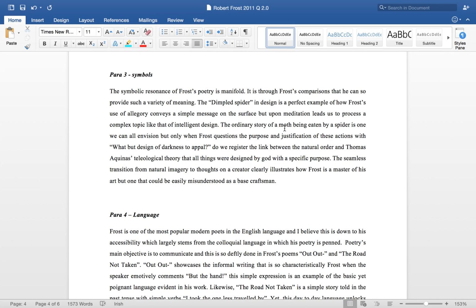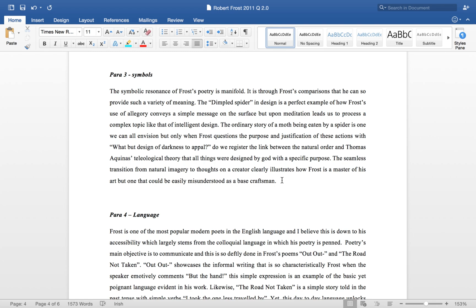The ordinary story of a moth being eaten by a spider is one we can all envision. So it's a very simple image. But only when Frost questions the purpose and justification of these actions, with "what but design of darkness to appall," do we register the link between the natural order and Thomas Aquinas' teleological theory that all things were designed by God with a specific purpose. The seamless transition from natural imagery to thoughts on a creator clearly illustrates how Frost is a master of his art, but one that could be easily misunderstood as a base craftsman.